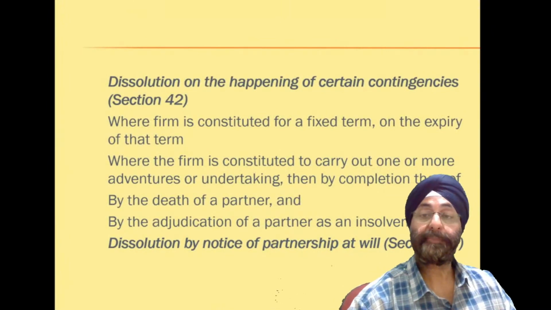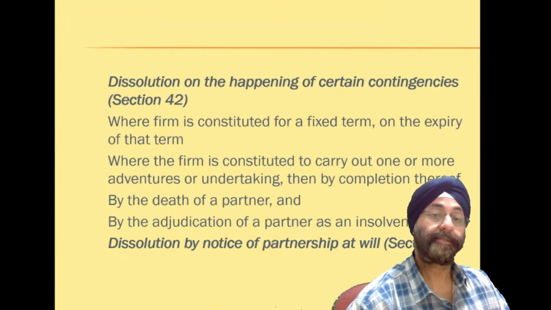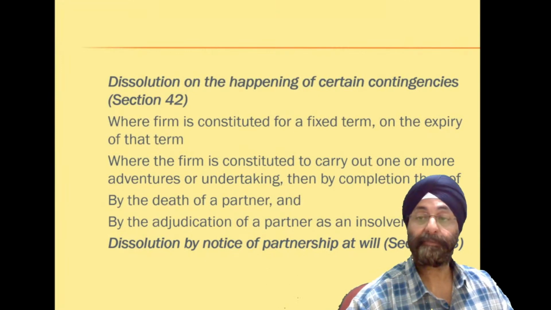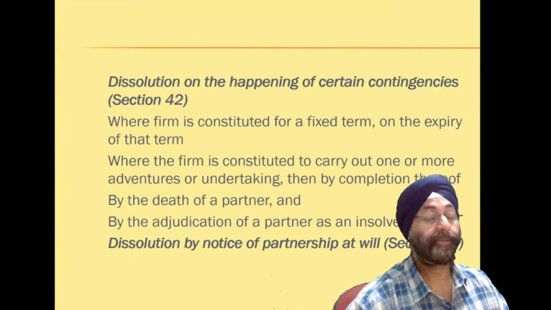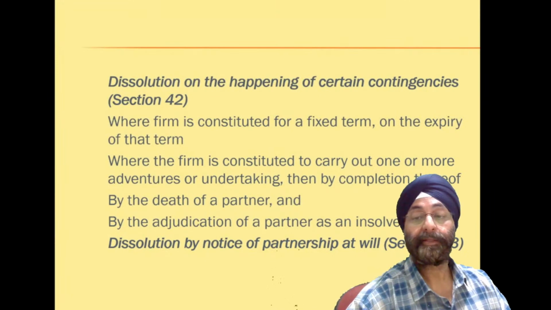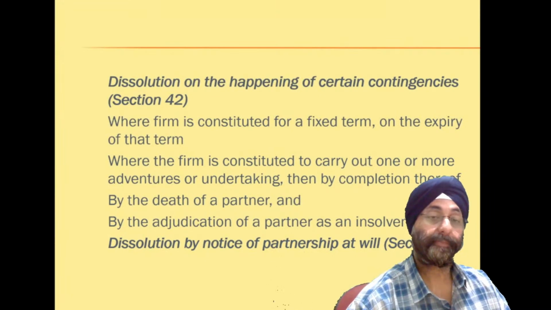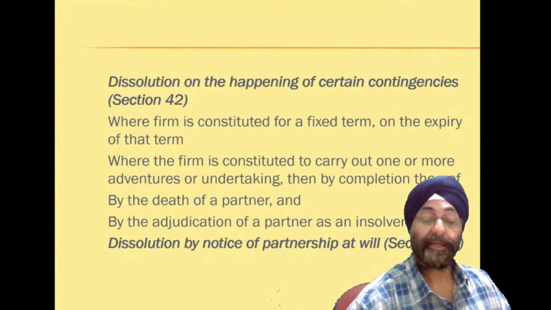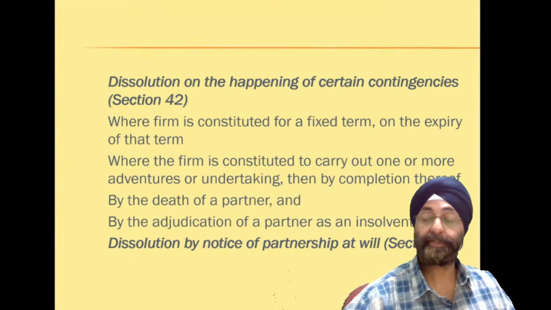Dissolution on the happening of certain contingencies, section 42: where the firm is constituted for a fixed term, on the expiry of that term; where the firm is constituted to carry out one or more adventure or undertaking, then the completion thereof; by the death of the partner; and by the adjudication of the partner as an insolvent. Dissolution by notice of the partnership at will, section 43.